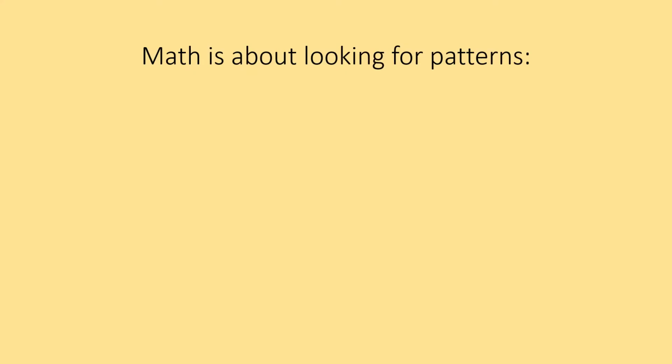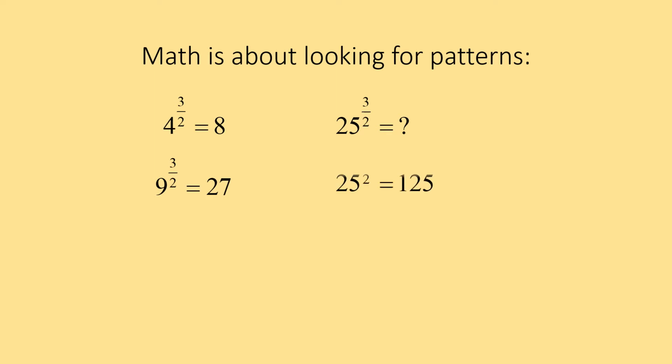So let's take a look at a couple more. What about now if I said 4 to the 3/2 is 8, 9 to the 3/2 is 27. What is 25 to the 3/2? Well, we know what the 1/2 did, so we're trying to figure out, well, what is that 3 doing? Well, 25 to the 3/2 would be 125.